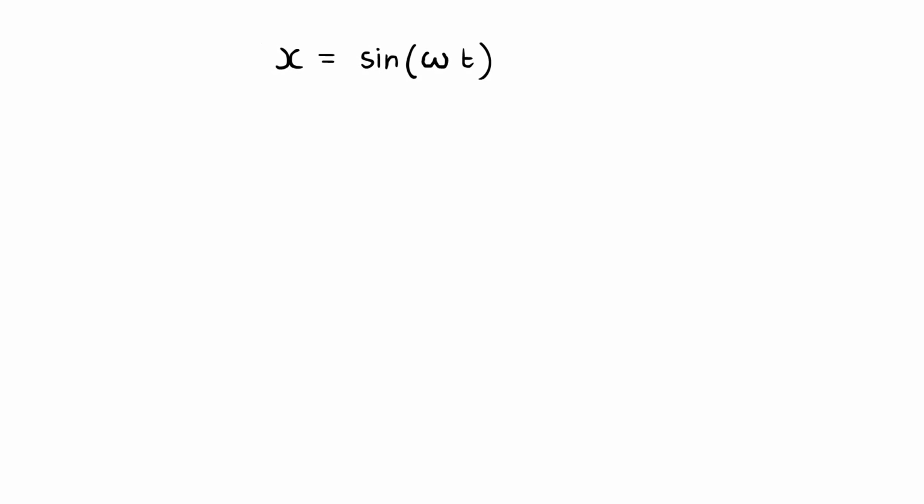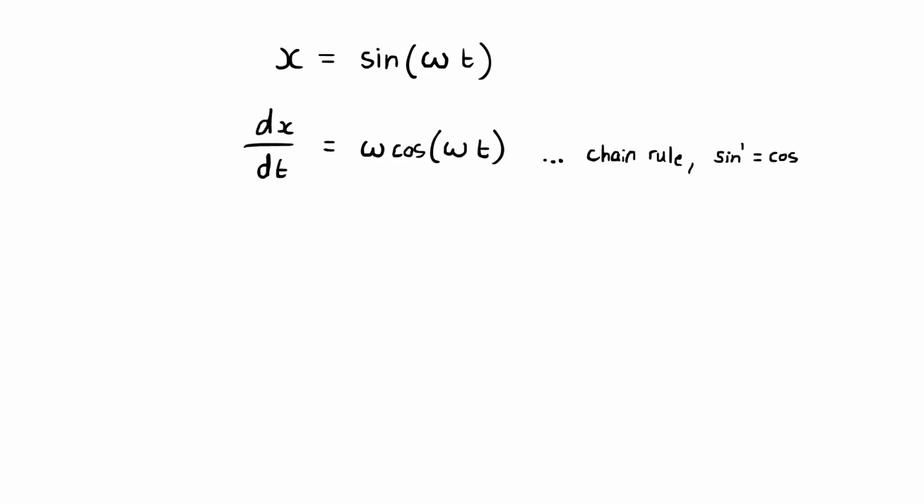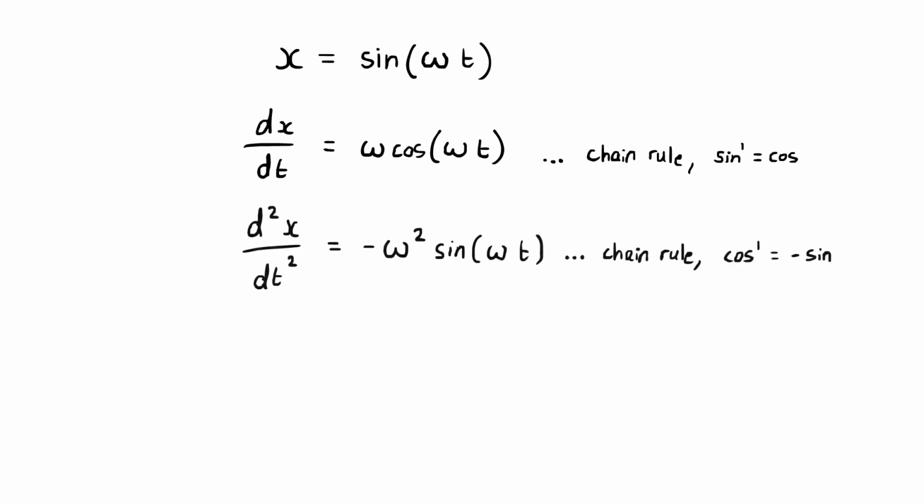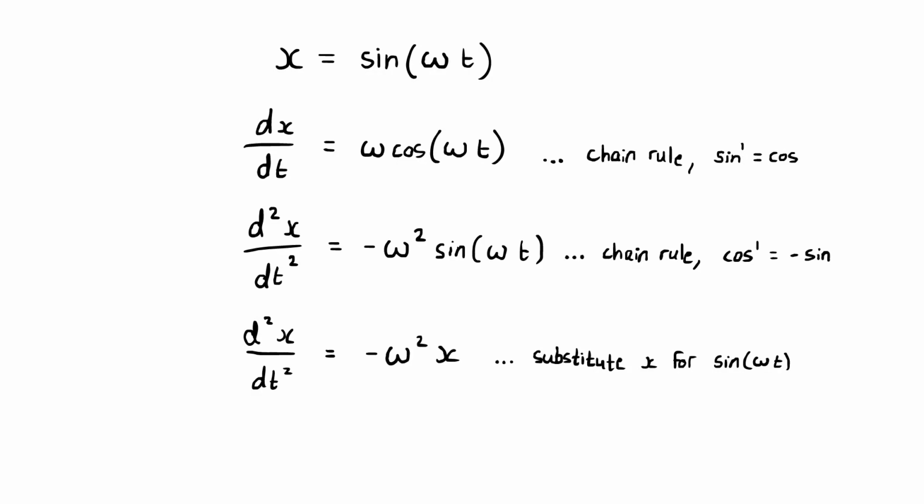Then, by applying the chain rule, and since the derivative of sine is cosine, we have dx dt equals omega cos omega t. Similarly, by applying the chain rule again, and since the derivative of cos is minus sine, we have d2x dt squared is equal to minus omega squared sine omega t. We can then sub in x for sine omega t to get d2x dt squared is equal to minus omega squared x, or a is equal to minus omega squared x, and we are done.